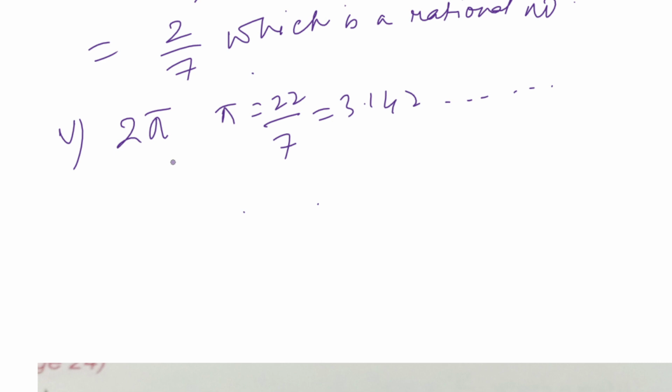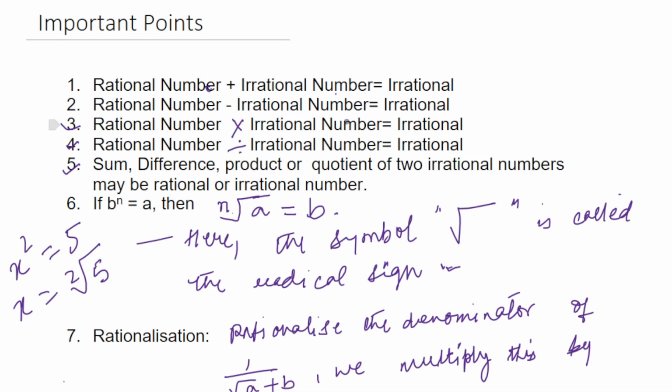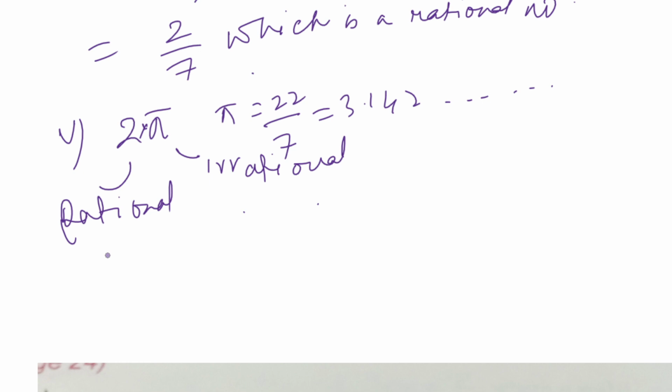So pi is an irrational number, and 2 is rational. All right. Rational number multiplied by irrational number. Let's go back to this point. Rational number multiplied by irrational number, point number 3, gives me irrational number. Isn't it? Here 2 pi is an irrational number.